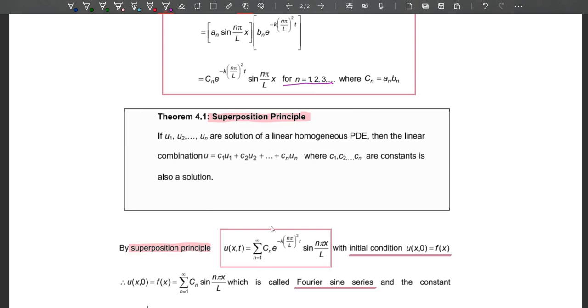Okay, summation n starts from 1 and from 1 until infinity. Why infinity? Because dot, dot, dot, until infinity. Okay, Cn exponent negative k lambda squared, so n pi over L squared t, sin n pi x over L. Okay, always write the sin, the trigonometric function, at the back, because it's properly written if it's at the back.